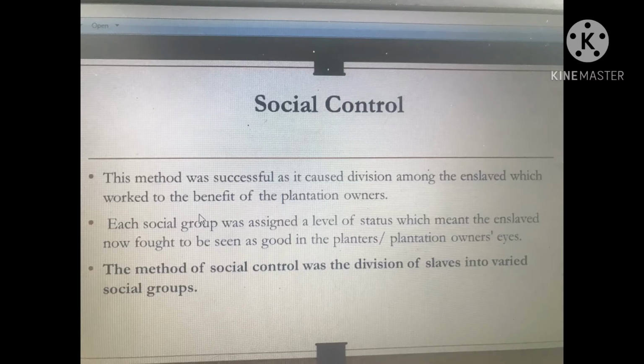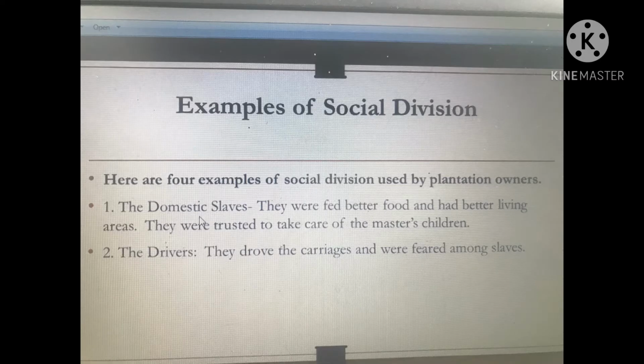The method of social control was the division of slaves into various groups. Examples of divisions. There are 4 examples of social division used by plantation owners, and they are as follows. 1. Domestic slaves. They were the slaves that worked in the great houses. They were fed better food, they were given better clothes, and they lived in better areas in comparison to the field slaves, and they were trusted to take care of the master's children.